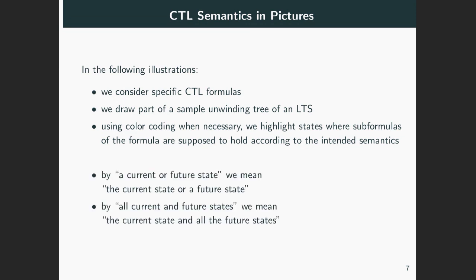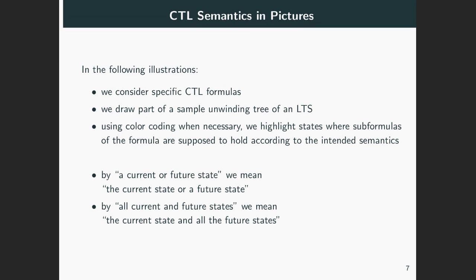In each case, we'll talk about a CTL property from the point of view of the current state, which is initially at the top of the unwinding tree, that is its root. By a current or future state, we will mean the current state, which again is initially at the top of the tree, or a future state, that is one located further down in the tree, which means further up in the future because the tree grows downwards. And similarly, all current and future states will collectively refer to the current state and to all the future states.